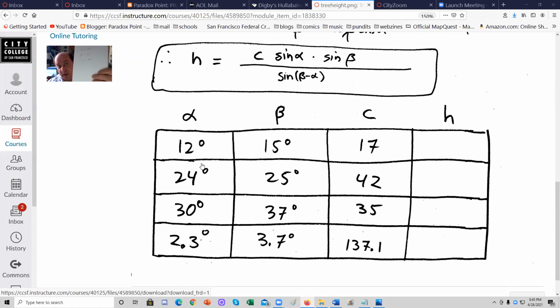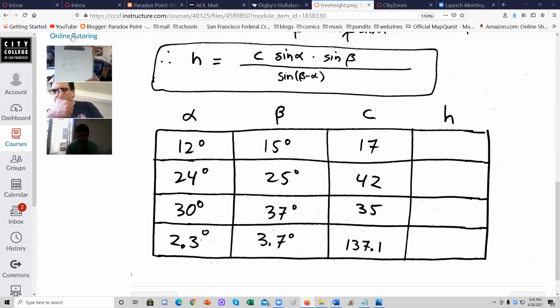Can you see this? Can people see this? There we go. Can you see that?